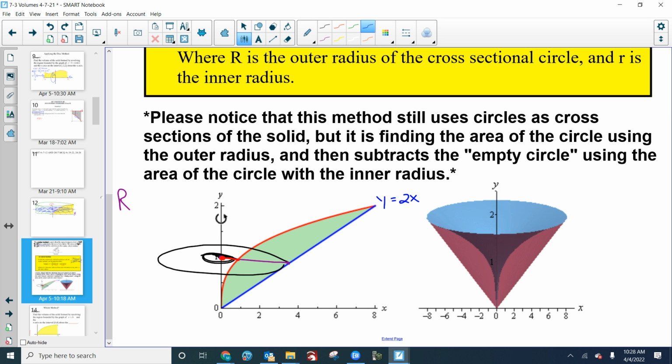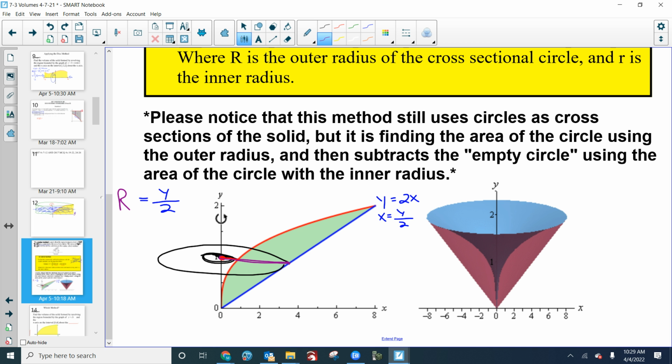Cool. Here, y over 2. Well, if y equals 2x, then if I solve for x, isn't it y divided by 2? Oh, so we're going to have to do this with y's in it, aren't we? Why? Because that's an x value, isn't it? It's going side to side. It's how far this thing is away from the y-axis.